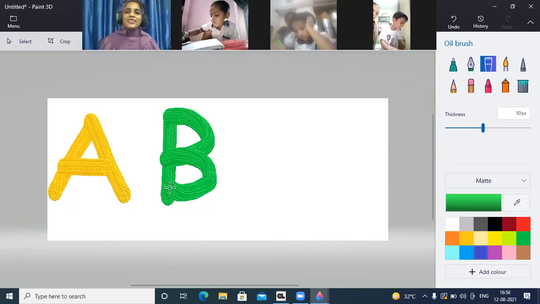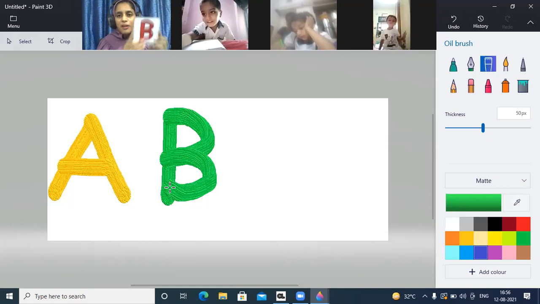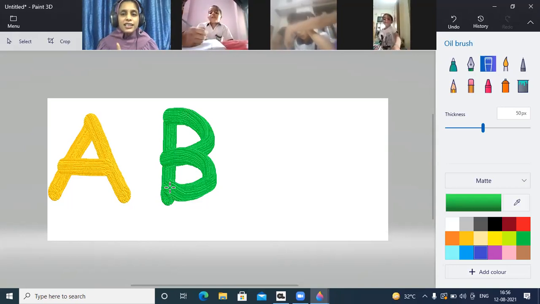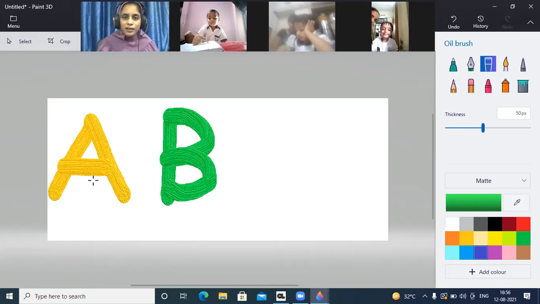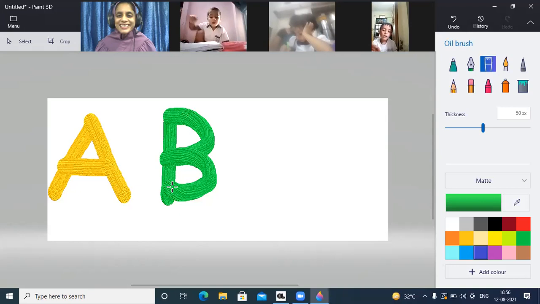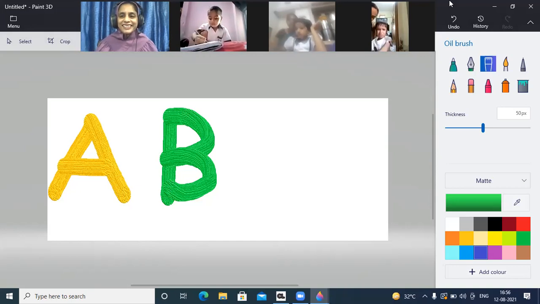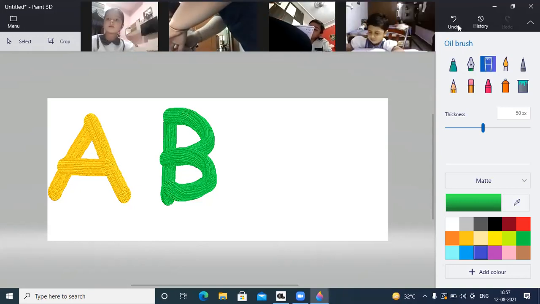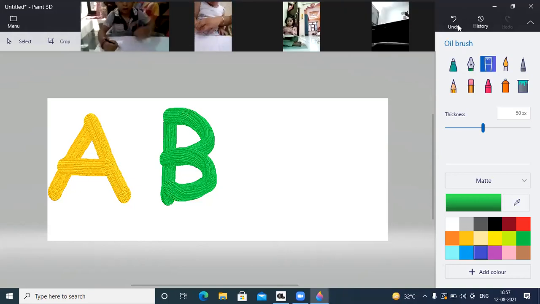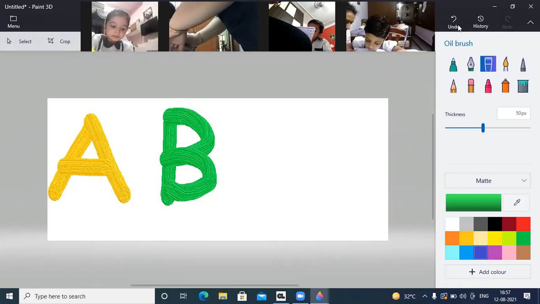Which letter is this? This is letter B. B says b. B, ball. Say and write, kids. A, A, apple. A, aeroplane. B, B, ball. B, bat. Come on, say and write, everyone. Chalo, good bachcho, very nice. Say and write.